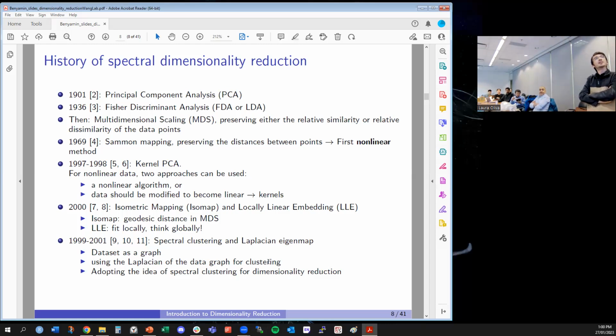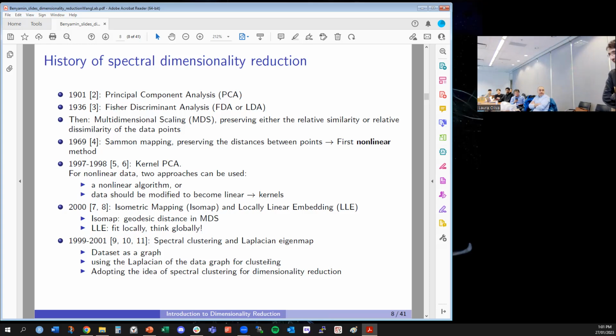In 2000, the isometric mapping, or in short ISOMAP, and local linear embedding, LLE, were proposed as two back-to-back papers in the Science journal. They were breakthroughs, and we can say they were the most prestigious nonlinear methods at that time. ISOMAP says, okay, let's consider multidimensional scaling which we had before, but now rather than using Euclidean distances, let's use geodesic distances or an approximation of that.